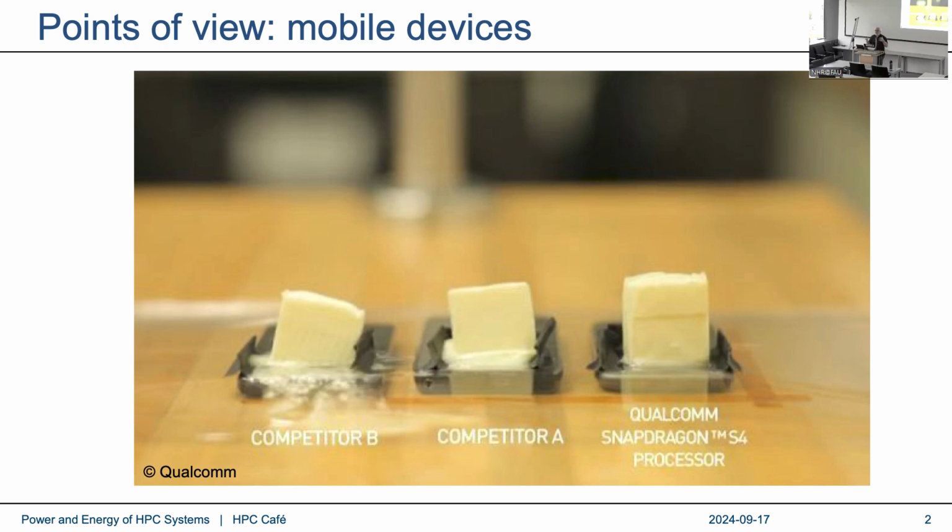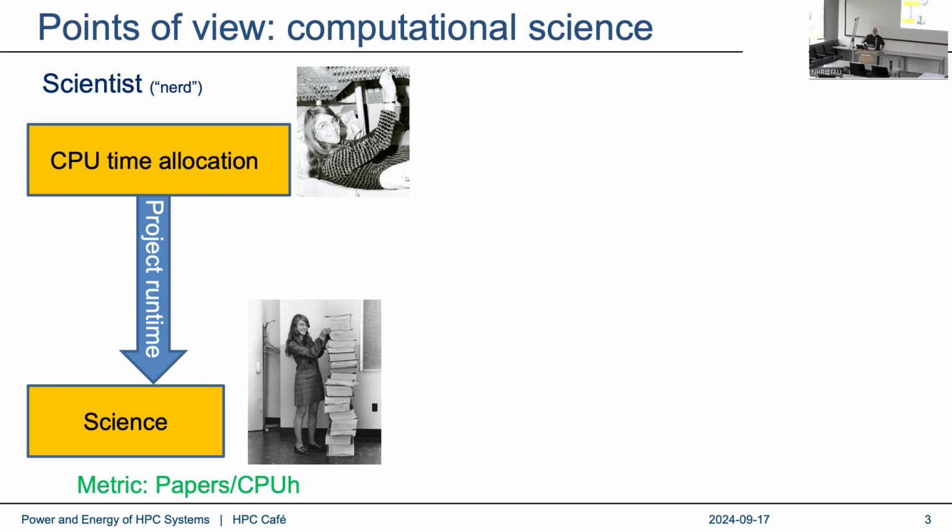So this is the specific point of view of a mobile device user. That's not the point of view we take in high-performance computing. So what's the point of view in high-performance computing? First of all, the scientists, I call them nerds, okay? They want to run some simulations, so they get a CPU time or GPU time allocation.